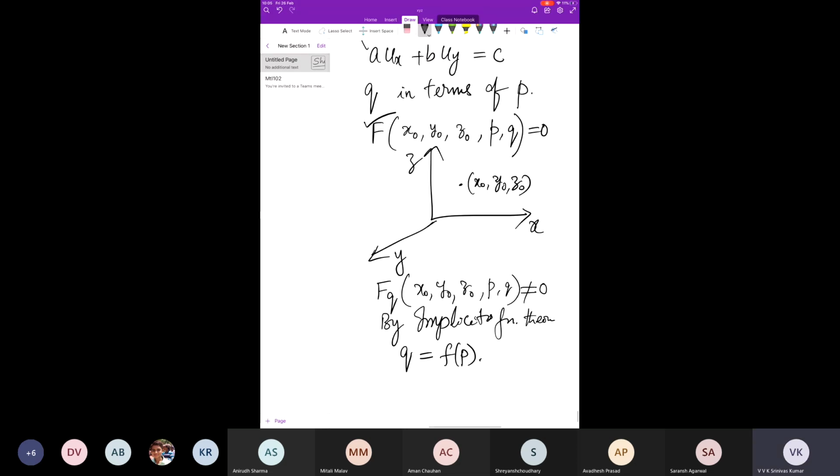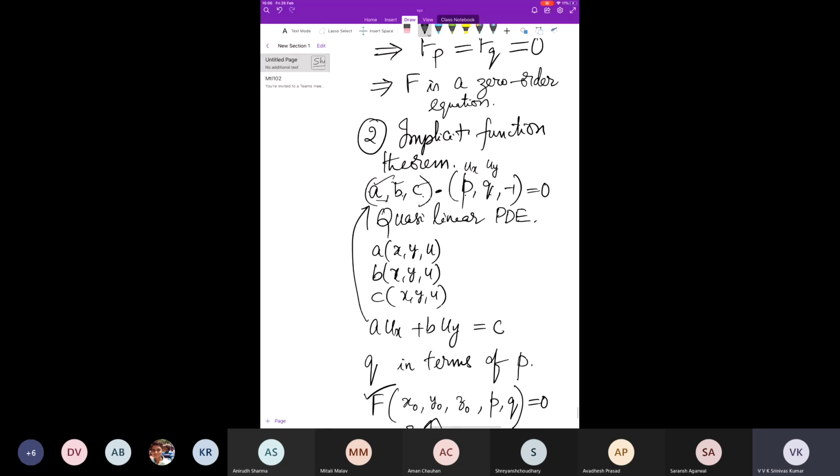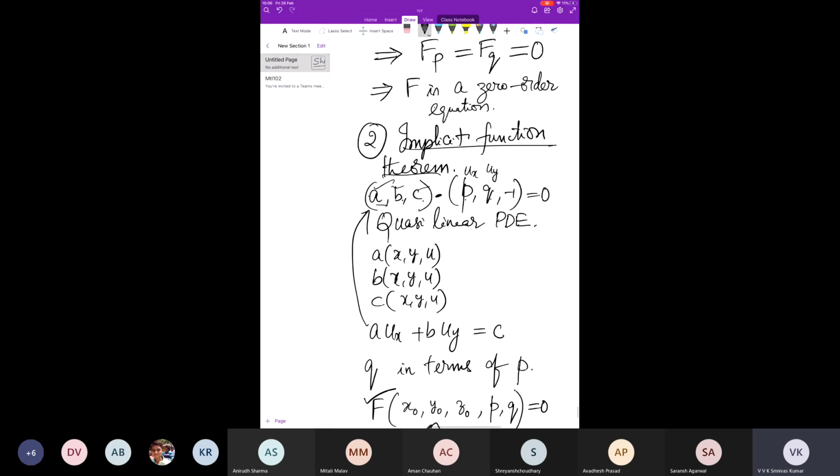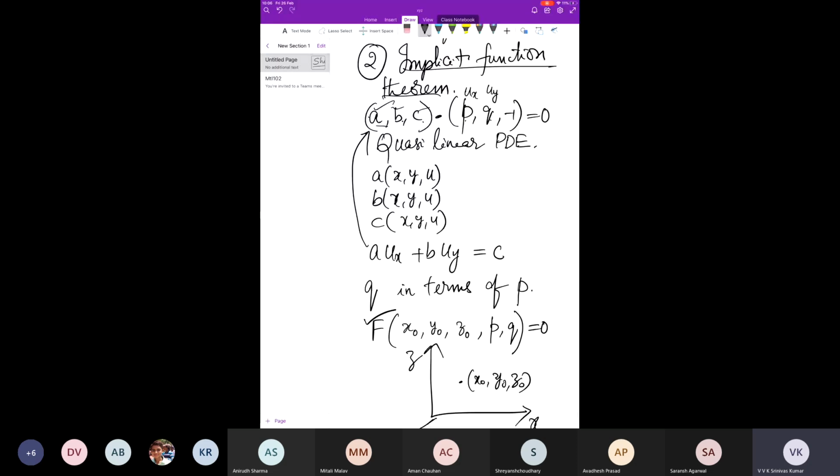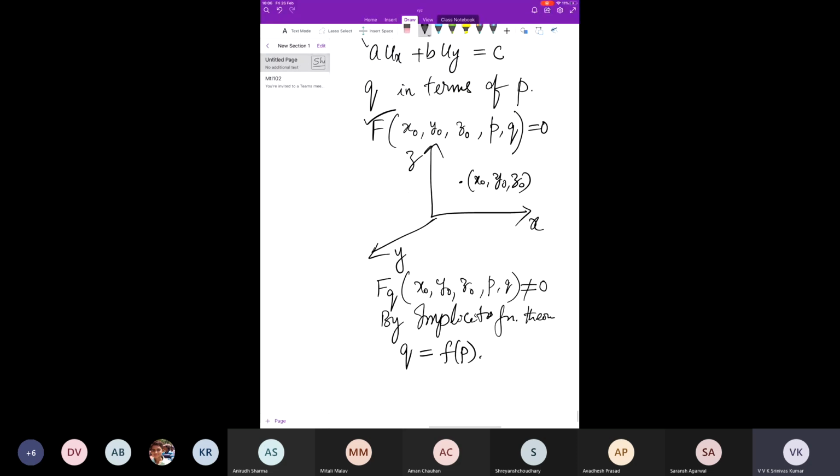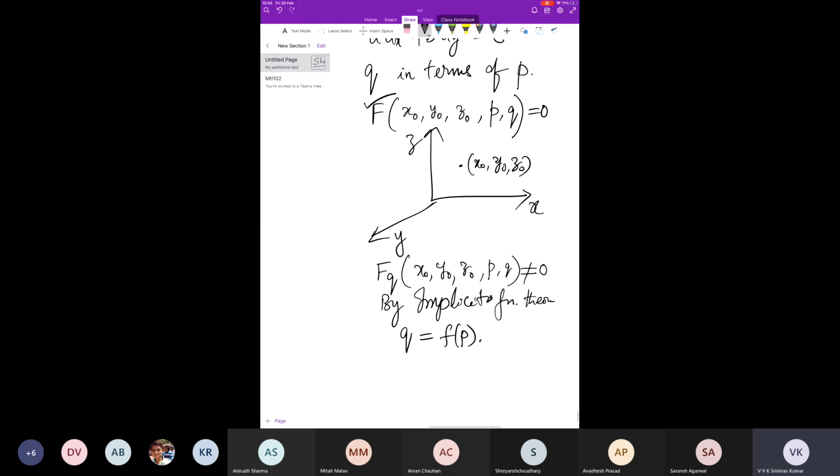So that is the second point here. First is the non-degeneracy condition assumption. Second is to recall what the implicit function theorem is and what its hypothesis is.